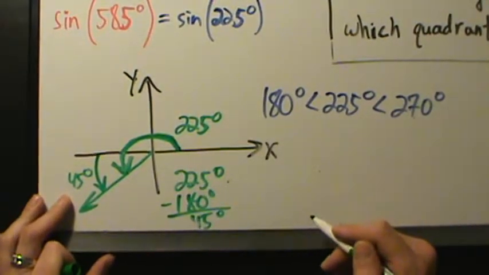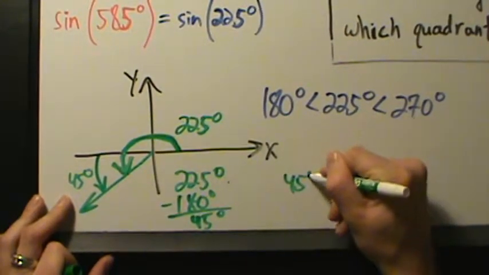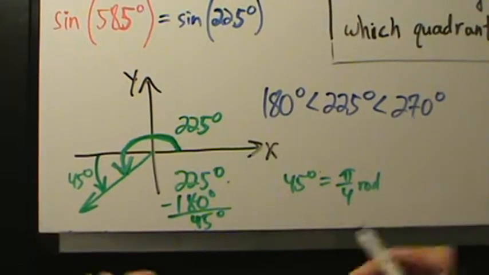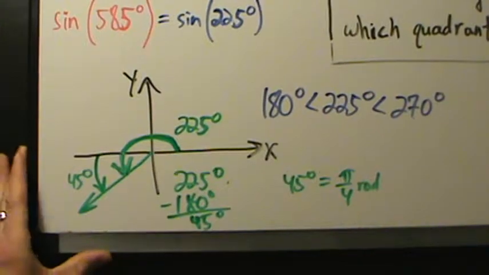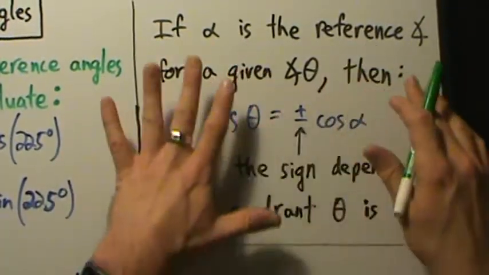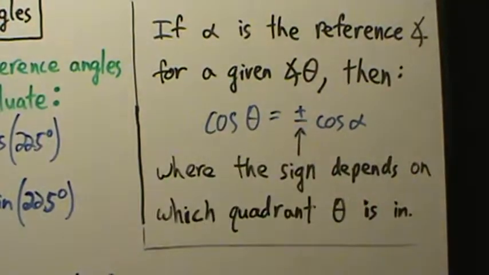Remember, 45 degrees is the same thing as pi over 4 radians. So 45 degrees is pi over 4 radians. Anyway, how does that help us though? So now let's come back up here. We talked about this in more detail in example 1.